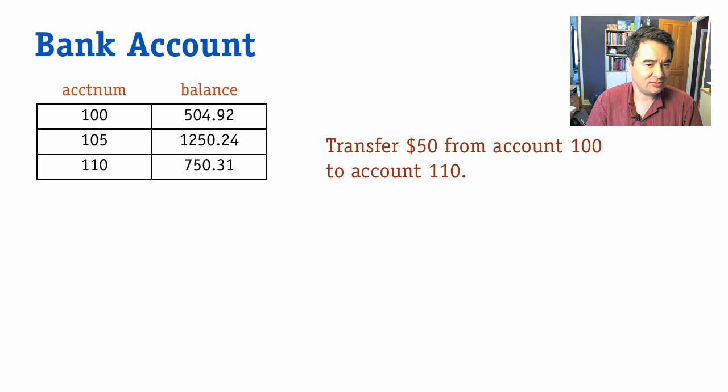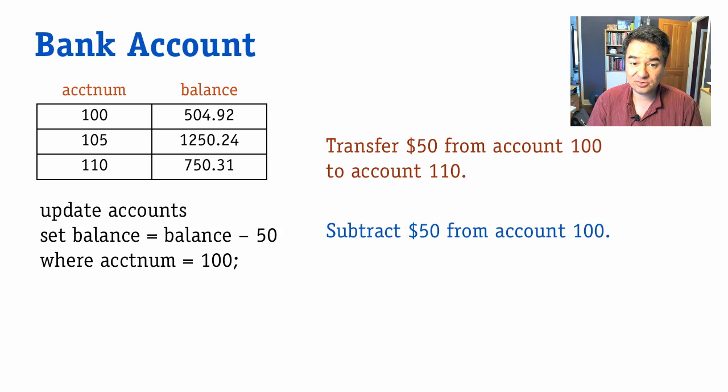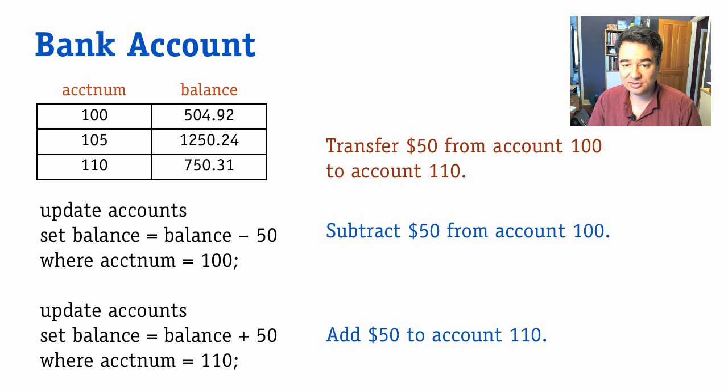So I do that with 2 update operations. The first one would subtract $50 from account 100, so I do that with the update I've shown you here. And then I'd want to take that $50 and add it to account 110, and I do it with a second update. If you think about it, there's really no way to do this with a single update. I can't do it with just one operation. I need to do it with 2 operations.